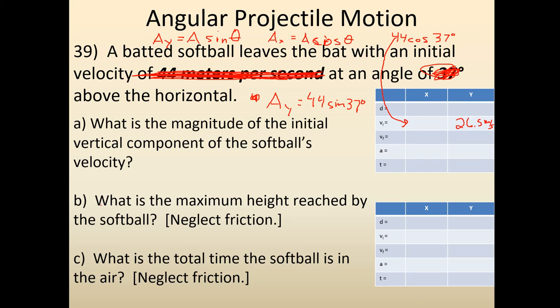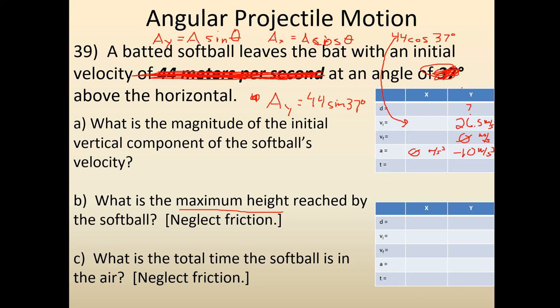All right, part B, the maximum height reached by the softball. So once I have this, now I actually want to start plugging in my numbers. Again, I know what my acceleration is, it's 0. I know what it is in the y direction, -10 or -9.8. They say the phrase max height, so I know my final velocity is going to be 0. And my displacement is what I'm looking for.